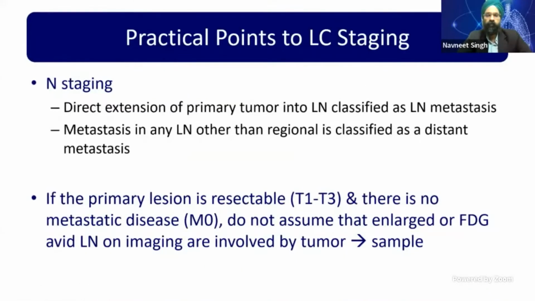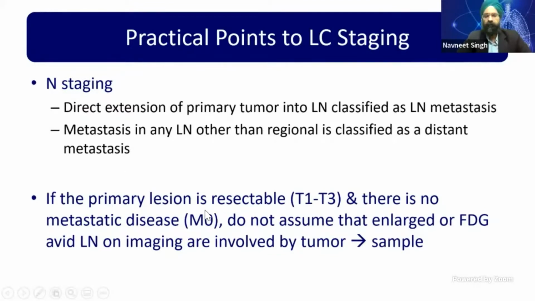Now there are some practical points to staging. Regarding N staging, a direct extension of a primary tumor into a lymph node is classified as lymph node metastasis. And this is a very common thing I keep explaining to our residents and even otherwise. Sometimes it is said that the tumor is seen, which is very big, but you don't see any lymph nodes separately. Just because you don't see any lymph nodes, it doesn't mean that they are not involved. Similarly, metastasis in any lymph node other than the regional lymph nodes is classified as a distant metastasis. So if you get a cervical lymph node involvement, that is M1B, it is not N3.